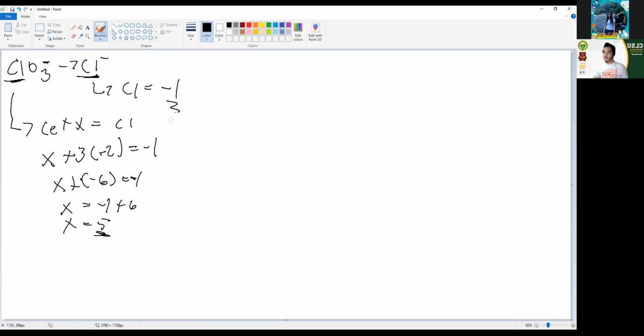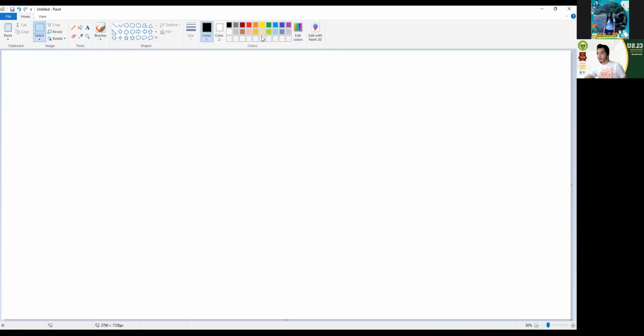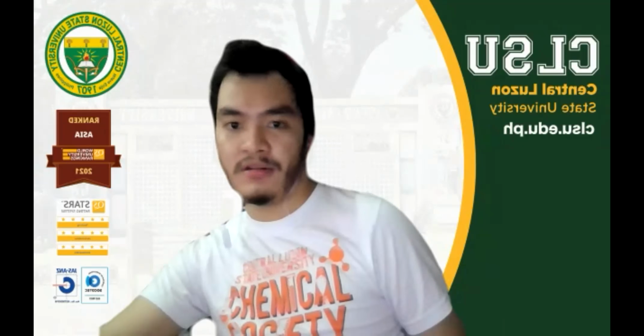So, from 5 to negative 1, ibig sabihin, nagkaroon ka ng decrease. So, since nag-decrease, you have a reduction reaction. So, ganun lang. Solve for X lang. So, tapos na tayo dyan. So, do you have any questions? So, para doon na tayo sa balancing.